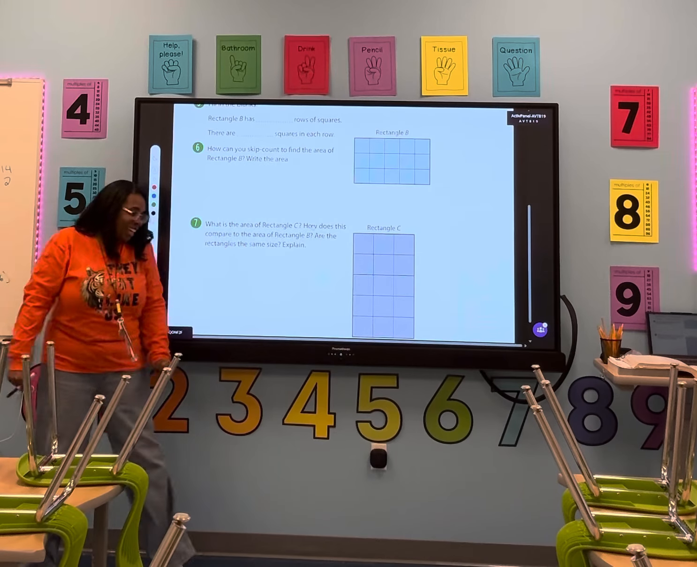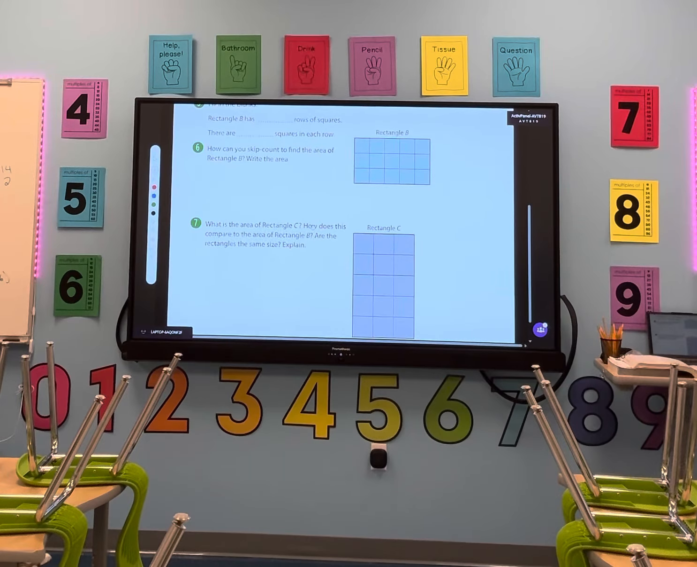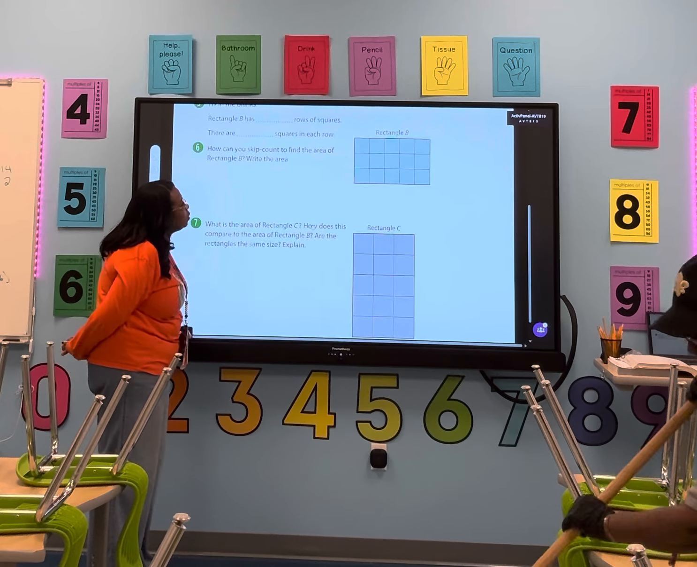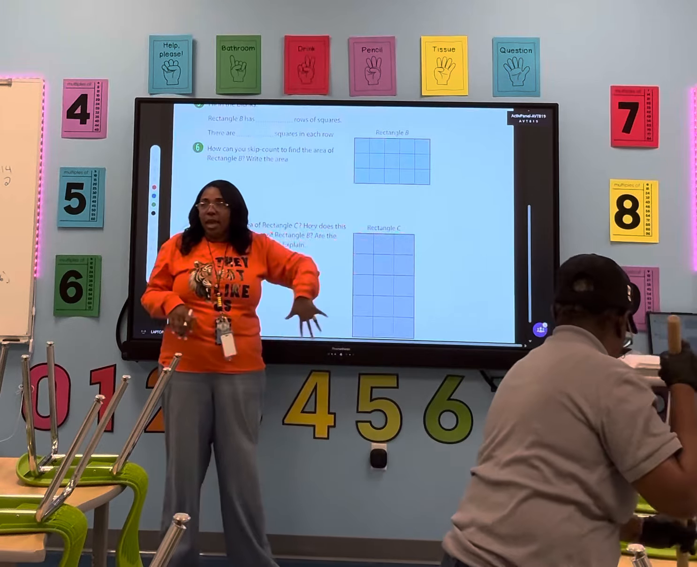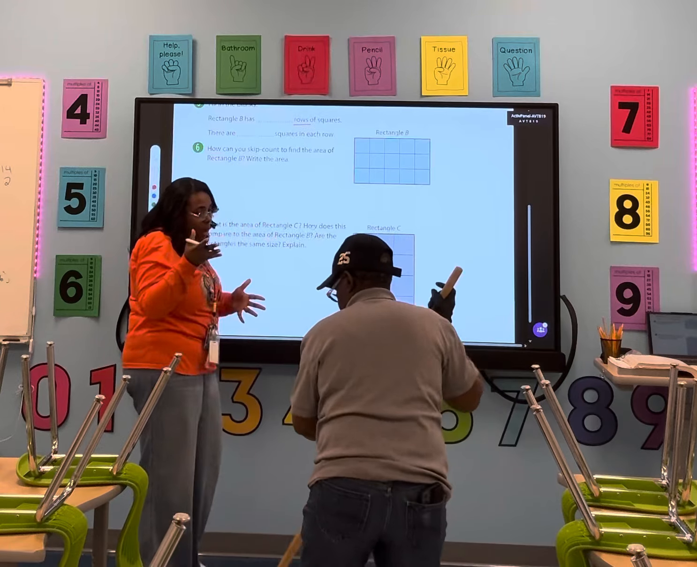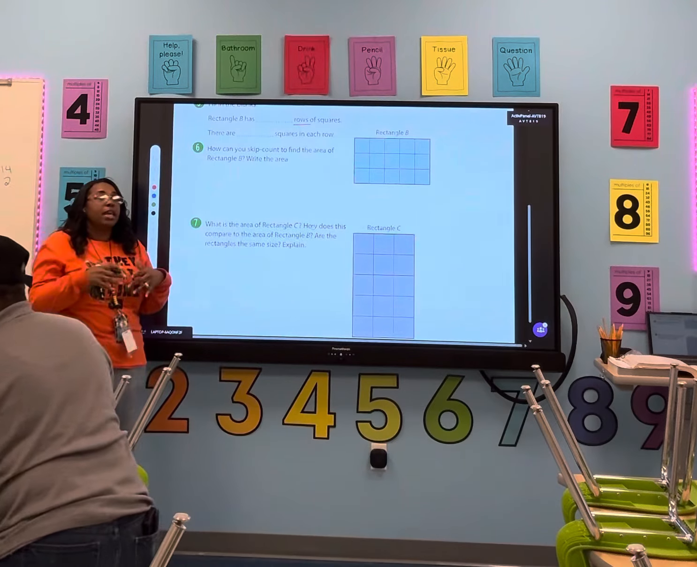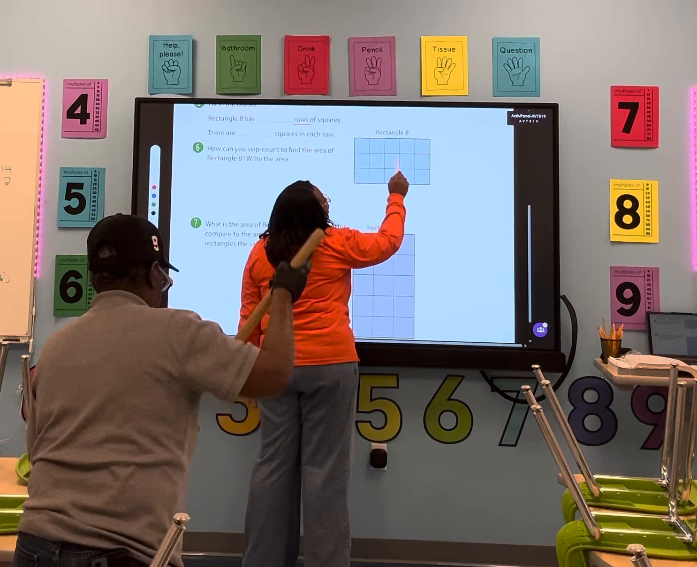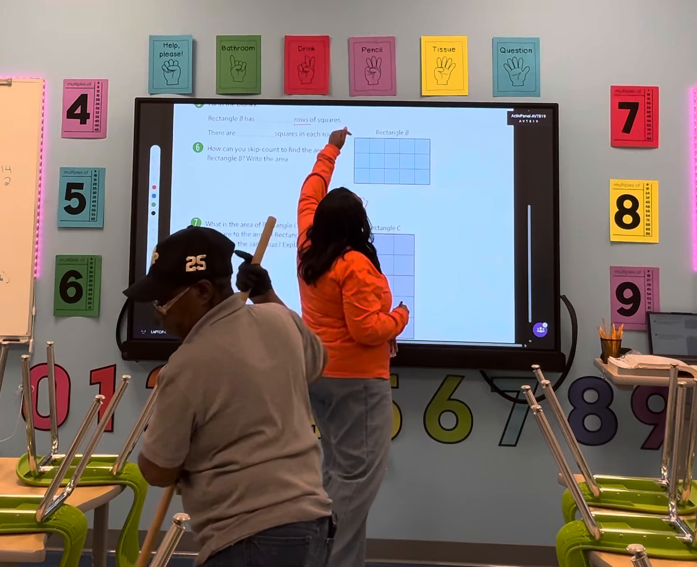Okay, so this is number 5. Number 5 says to fill in the blanks. Rectangle B has blank rows of squares. Now this goes back to when we were doing arrays, you can look at this as an array. And when they start talking about rows, that's the first thing that should enter your mind. Remember, our arrays have rows and columns. Rows go side to side, or left to right, and our columns go up and down.